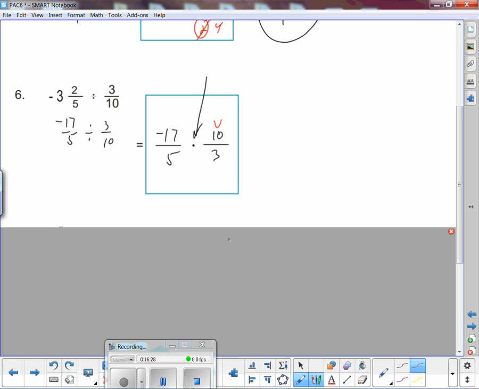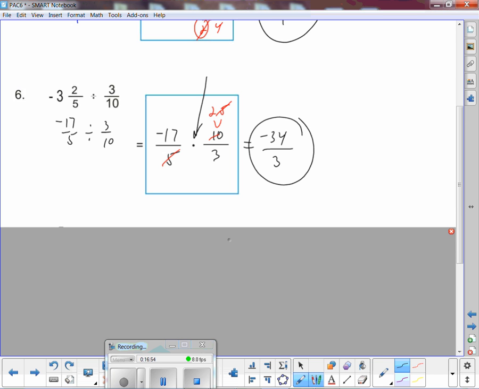R-bum, or you are a bum. Right, that 10 is a 2 times 5, and our 5s are gone, right? Okay, that's more manageable. Hopefully you can do a 2 times a negative 17. By the way, is our final answer going to be positive or negative? Negative. So that's a negative 34 over 3.